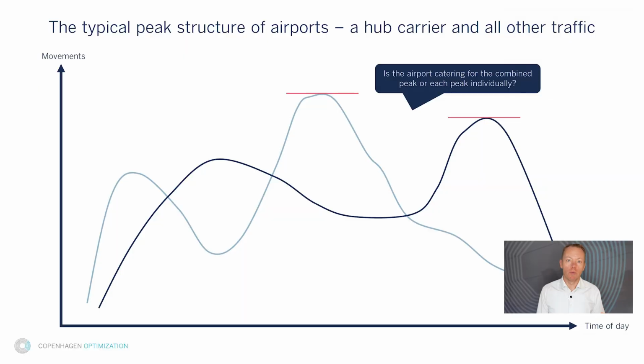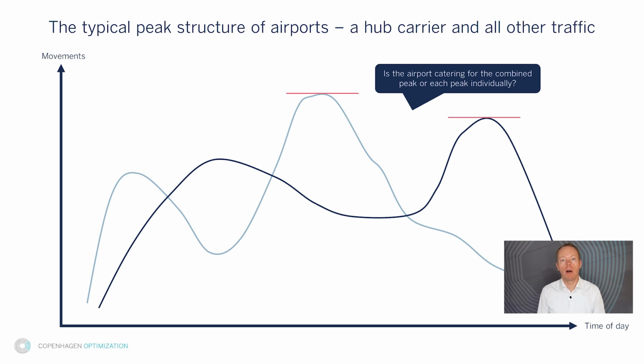So first of all, of course, the peak structure will drive a lot of this and your options for improvement, right? That's just an example: we look at an airport that has a hub carrier, and then they have essentially all the other traffic. Pretty typical for most airports in at least the top 30 in the world. So the dark blue could be the hub carrier, and the light blue could be all other traffic. What we want to depict with this small illustration is the fact that the hub carrier and all other traffic may not peak at the same time. So how are you catering for that as an airport?